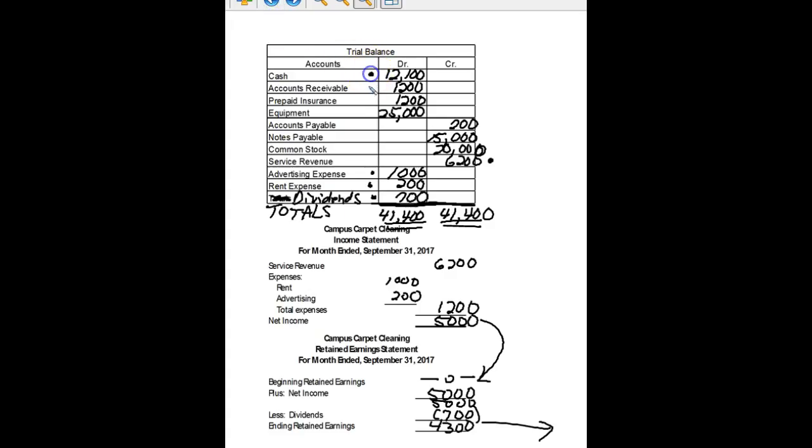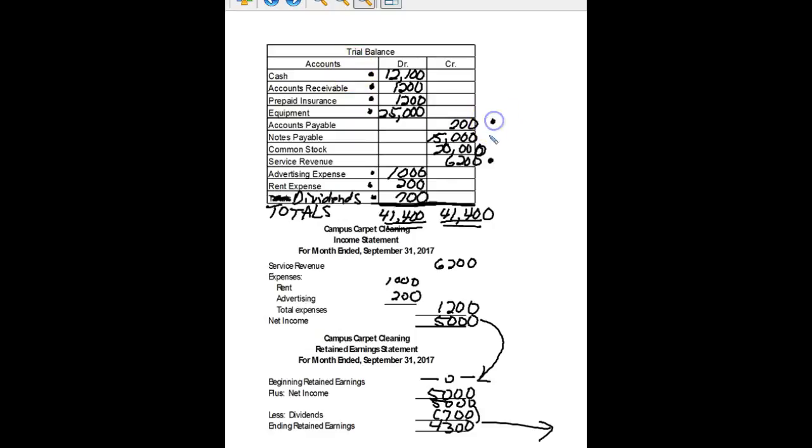Then I'm going to go up and list my assets. So I'm going to list cash, accounts receivable, prepaid insurance, and equipment. I'll enter those into the financial statements. So 12,100, 1,200, 1,200, and add those up, and I'll have 14,500 for the current assets. Equipment was 25,000. That's the long-term asset. Those total 39,500 for total assets.